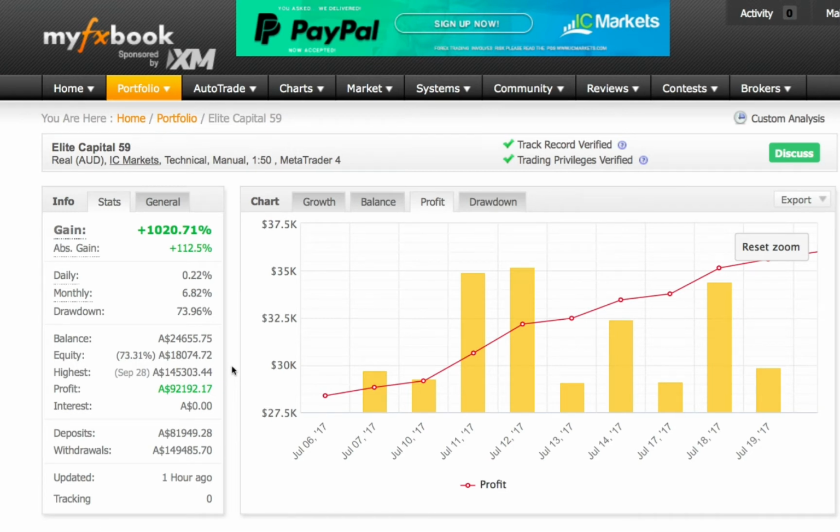I've been running this account for the last 3 years. The first time I deposited money into this account was in November 2016. Today is November 2019, so this account has been up and running for 3 years. Initially I deposited $36,000 when I started, and the total deposit amount till today is $81,949.